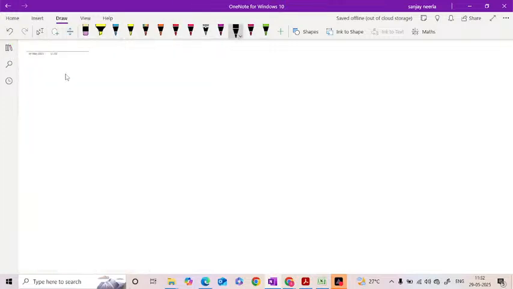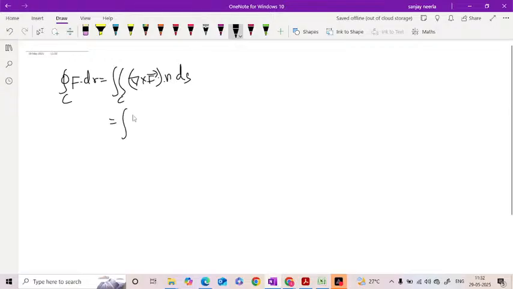So Stokes theorem: line integral F dot dr is equal to the surface integral of del cross F dot n into dS. That means here we get the surface integral, it is k and n also k, dx into dy, in the xy plane. xy plane means x squared plus y squared is equal to 1 only. It is the region.